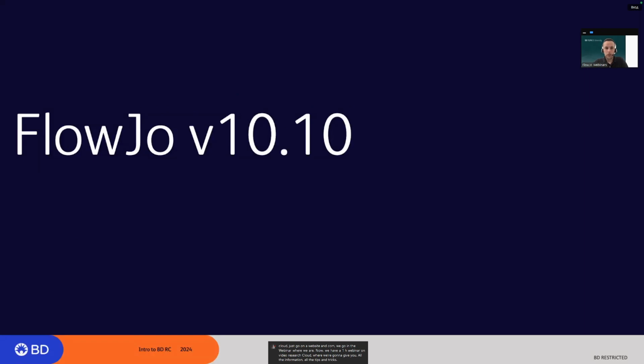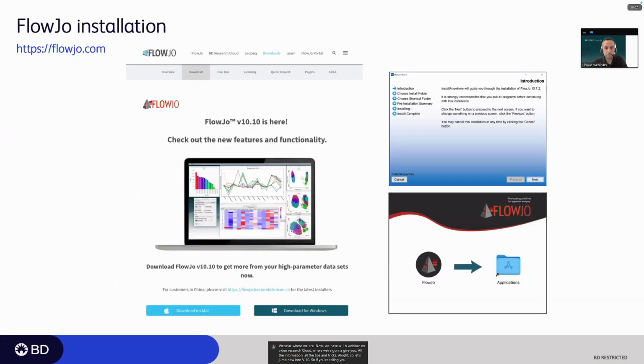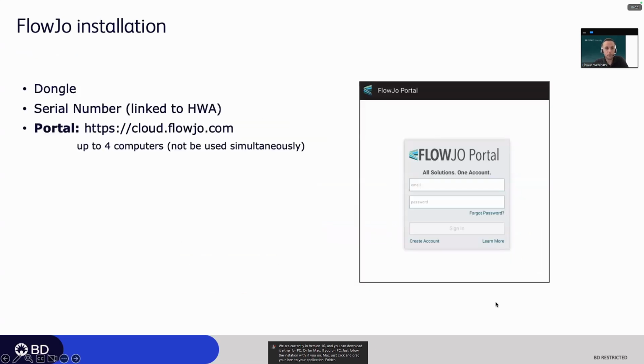All right, so let's jump now into Flojo V10.10. If you're totally new to Flojo, how to install Flojo, just go on our website, flojo.com. Click on the download tab, and in the download tab, you're going to have the latest version of Flojo. We are currently in version 10.10. You can download it either for PC or for Mac. If you're on PC, just follow the installation wizard. If you're on Mac, just click and drag your Flojo icon to your application folder.